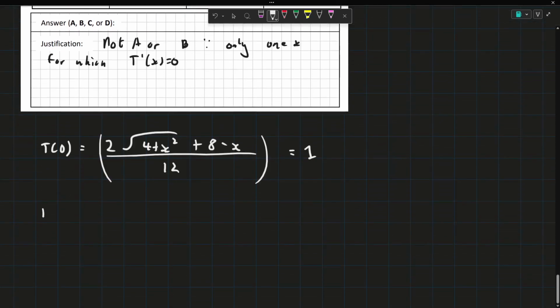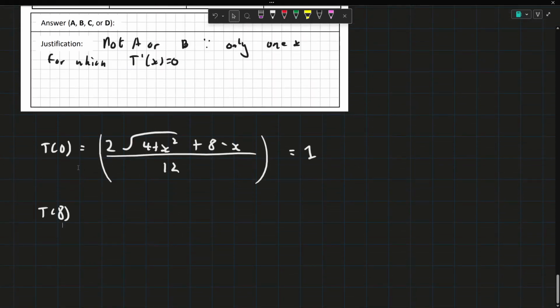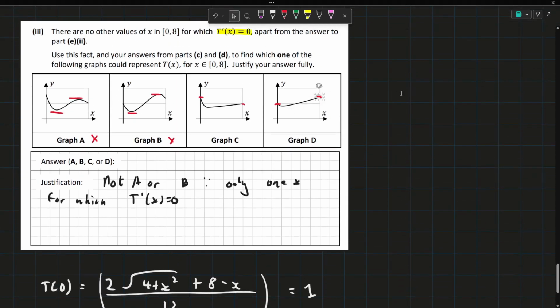And if we then do T of 8, so T of 0 is kind of the starting point over here, T of 8 is going to be the ending point. So let's sub in x equals 8. When you do T of 8, you should get about 1.37. So clearly, the ending point should be higher than the starting point. So that means it must be graph D. So we can answer that it's D.